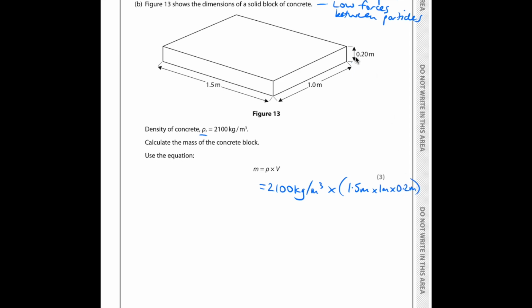Now just be careful, because sometimes they can have one of these lengths or depth in centimetres and you'd have to convert it. Remember, there's 100 centimetres in a metre. So you'd have to divide it, if it was centimetres, by 100. And that comes out as exactly 630. And that'll be kilograms. So remember, this here was height times by width times by the length.